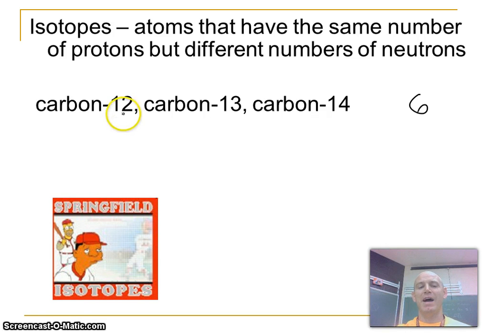Now, because it has a mass number of 12, 12 minus 6 is 6 neutrons for carbon-12. 13 minus 6 is 7 neutrons for carbon-13. And 14 minus 6 is 8 neutrons for carbon-14. Same number of protons all the way across, right? All the way across, 6, but different numbers of neutrons.